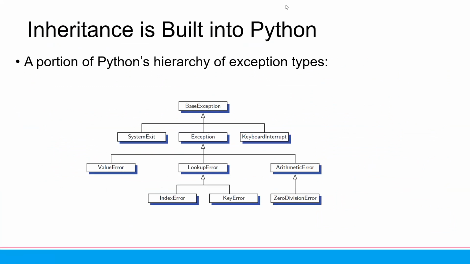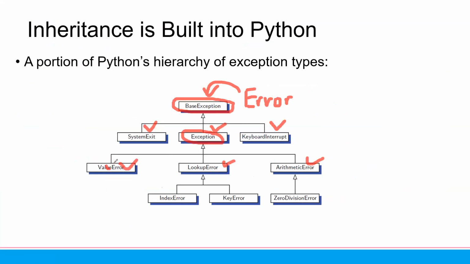In Python, we have the base exception. Exception is for the error message. For any error message, it will go to the exception class. And then this base exception can be distinguished into other subclasses: system exit, exception, and keyboard interrupt. So for these subclasses, the base exception is the superclass.